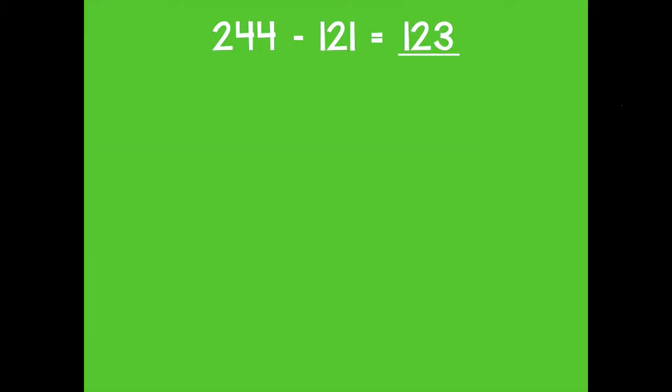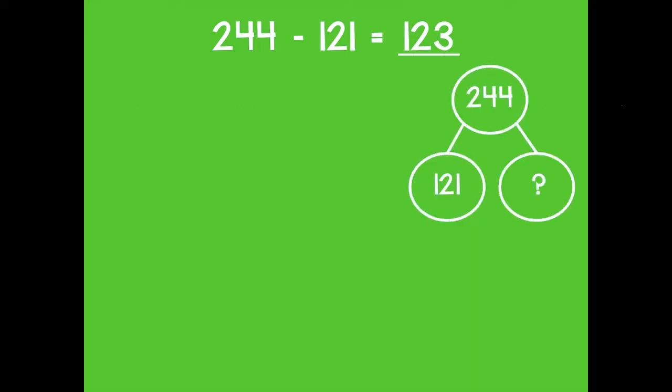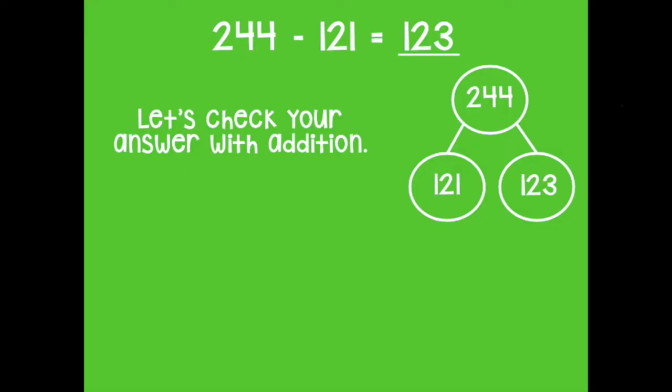All right. So, friends, I have my number bond here. I have my total, my whole is 244. My part from my problem was 121. What's my missing part that we just solved for? Yeah, it's 123. So let's check your answer with addition. So if we had a subtraction problem, what two numbers am I going to add together to see if I subtracted correctly? Yeah, it's my two parts, right? So I need to add 123 and 121.